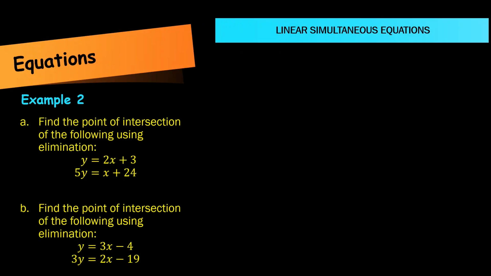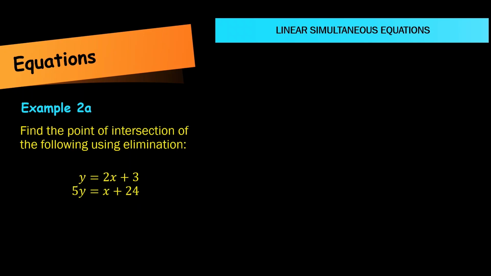Let's take a look at another example. Pause the video and have a go. Press play when you're ready to view the solutions. So let's have a go at example 2a. Find the point of intersection of the following using elimination. y equals 2x plus 3 and 5y equals x plus 24.